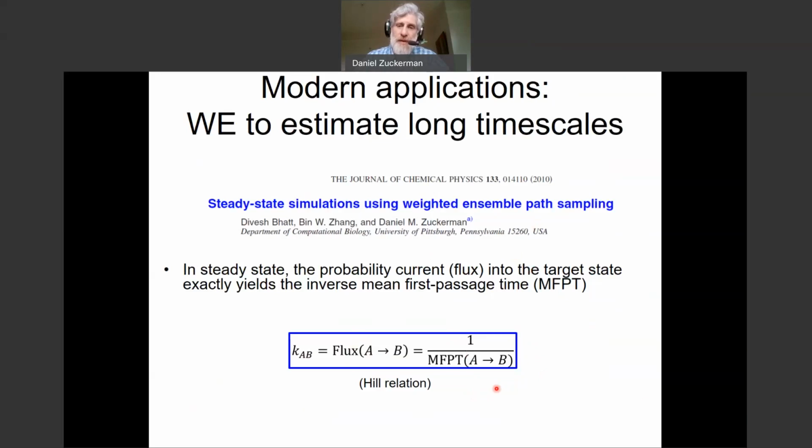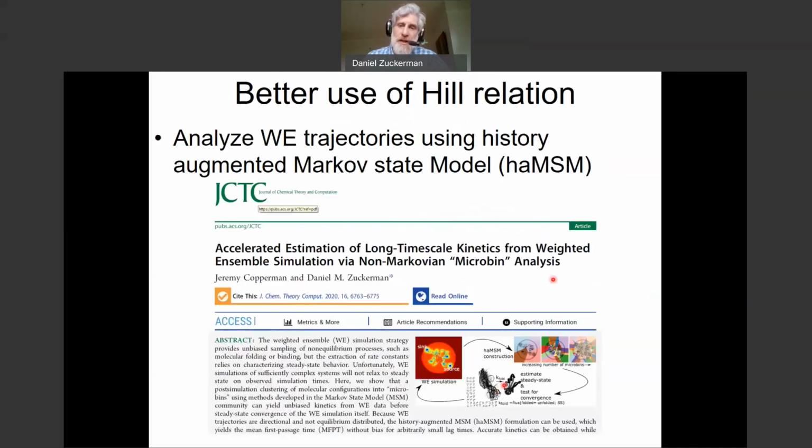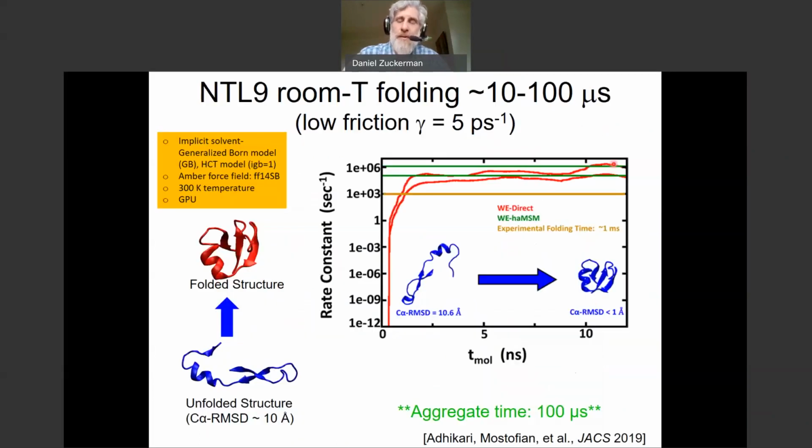More recently, we've developed some additional analyses that are related to Markov state models, but they use history information, so we call them history-augmented Markov state models. And these can be used to analyze weighted ensemble trajectories and even to reweight them for restarting. So this is an approach that we've started to use, and this is something that will be incorporated into the software. Let me show you some sample data from this.